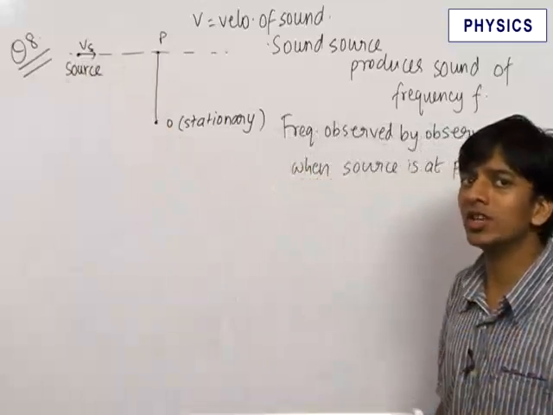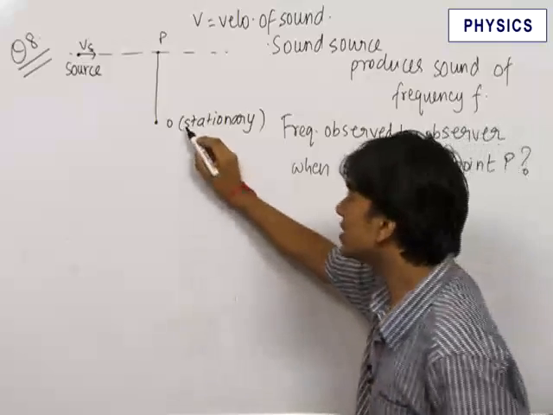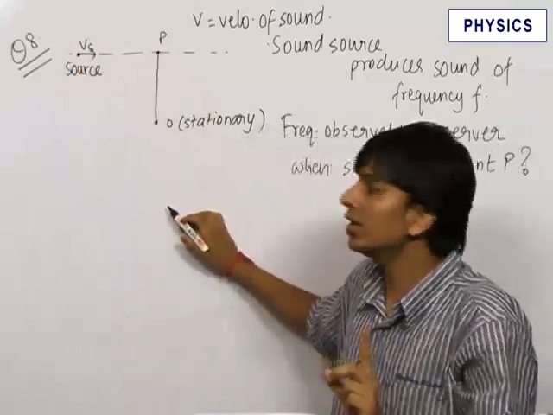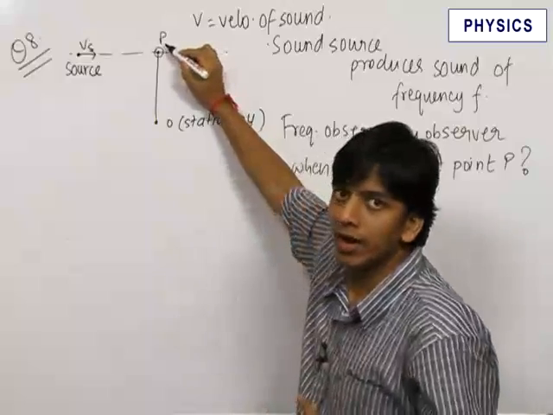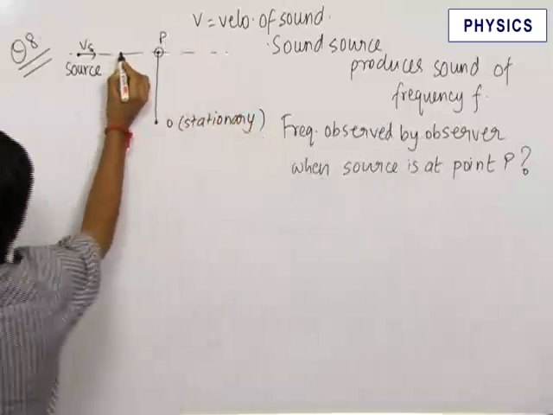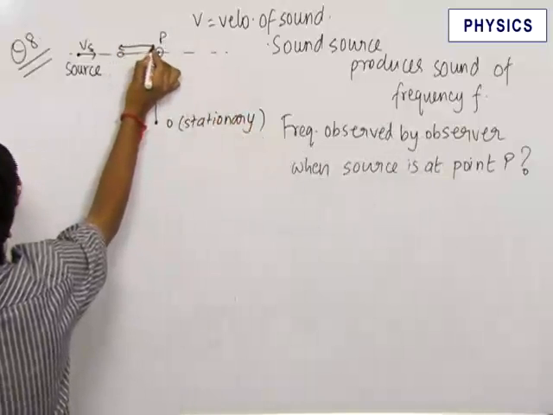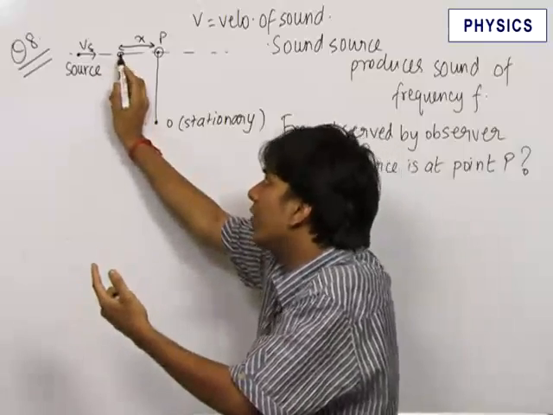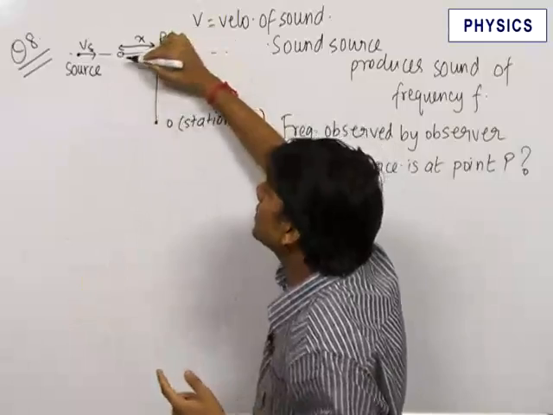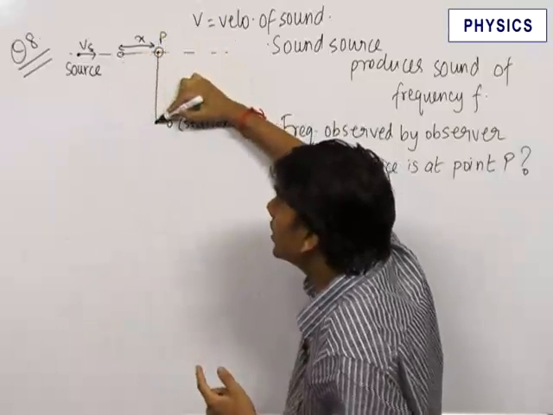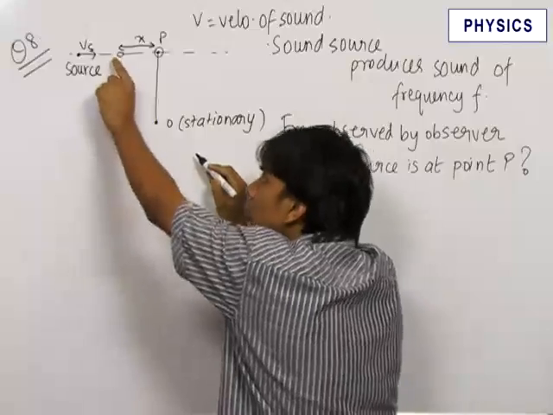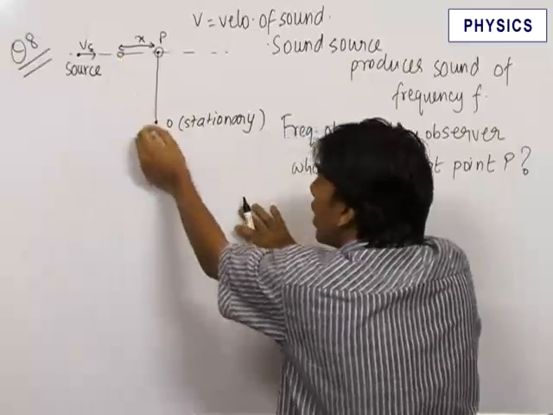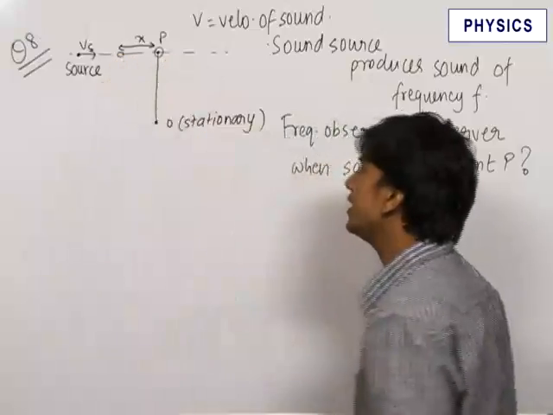Now, the most important thing you should realize in this question is that the frequency observed by the observer O when the source is at point P will not be due to the wave emitted by the source when it is at P. It is due to the wave emitted by the source when it is at some point at distance x. Because in the time that the source takes to travel from here to here, in the same time sound will travel from here to here, and the frequency which it will observe due to the wave produced over here will be equal to the frequency observed when this source reaches the point P.